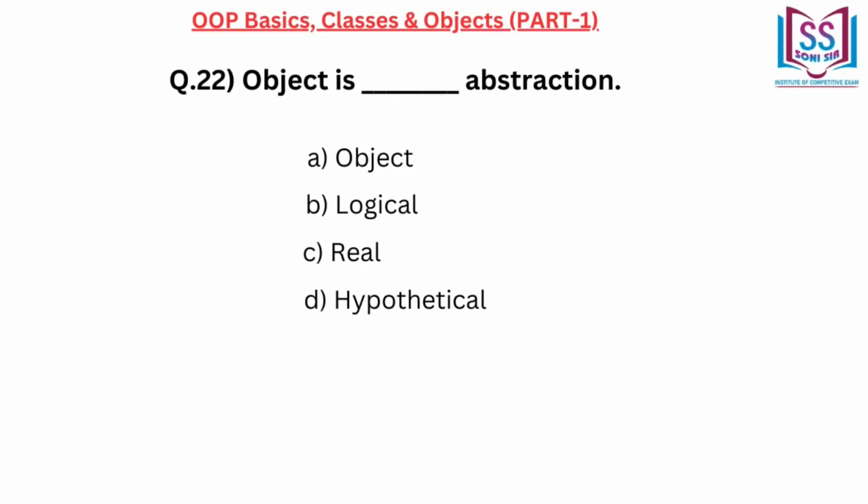Object is dash abstraction. A. Object. B. Logical. C. Real. D. Hypothetical. Correct answer, C. Object is real abstraction, because it actually contains those features of the class. It is the implementation of the overview given by the class. Hence the class is a logical abstraction, and its object is real.